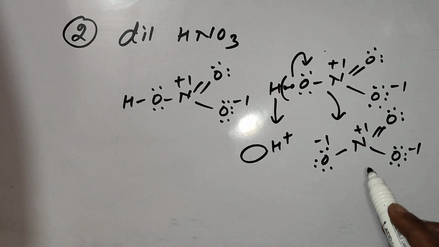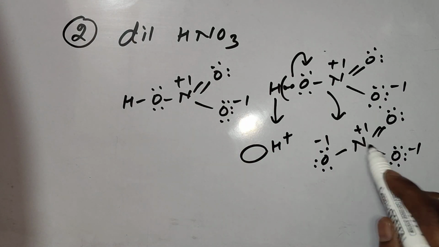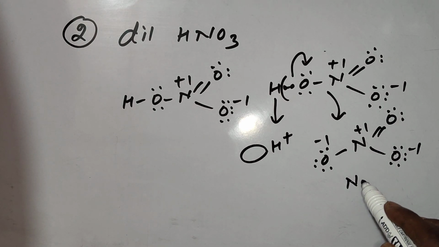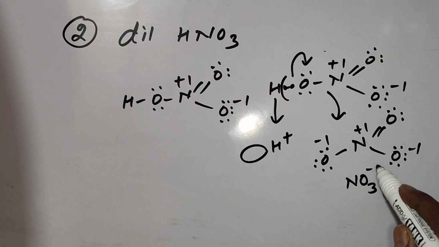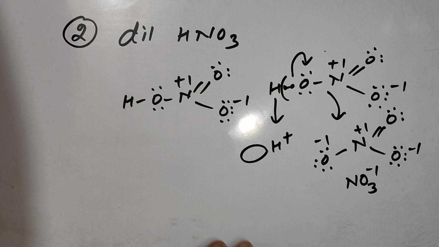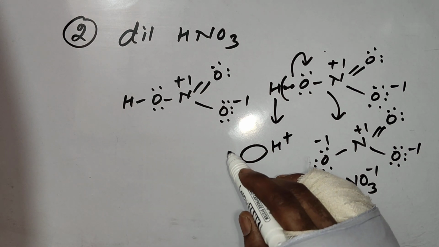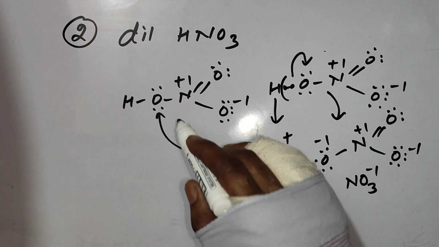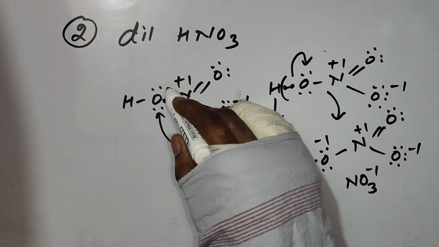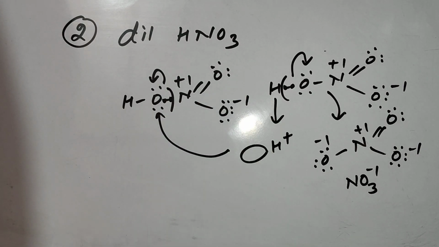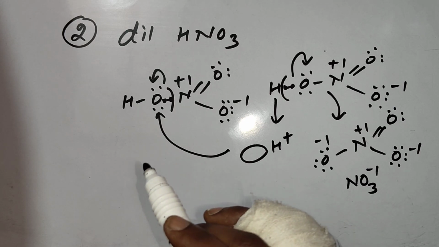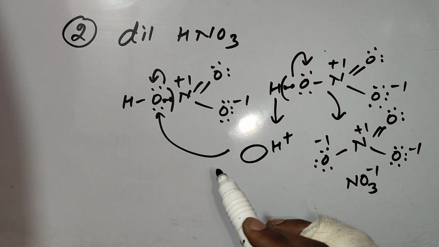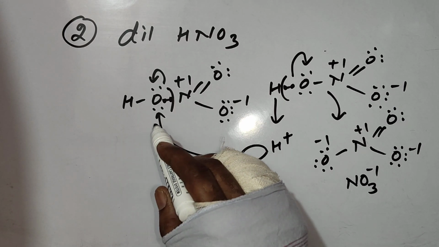Now for this particle, you can check the overall charge, plus 1 and minus 2. So overall charge will be minus 1. So NO3 minus 1, nitrate ion we call it. This H positive ion will again attack on oxygen, and this oxygen will break bond from nitrogen, like in the mixture of concentrated nitric acid and concentrated sulfuric acid. Same here it will happen.